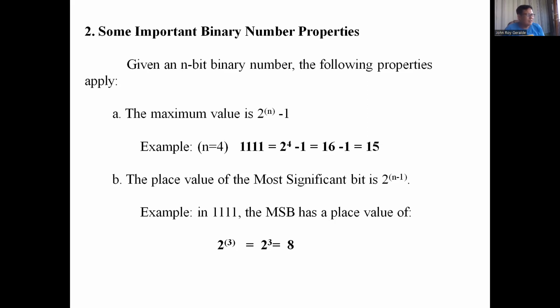Now, another characteristic is that the most significant bit has place value 2 raised to the quantity n minus 1. For example, 1, 2, 4, 8. What is the place value of this? This is 8. Why? Because it is 2 to the 4 minus 1, or 2 to the 3, which is 8. We will use these properties to hasten our subtraction process.